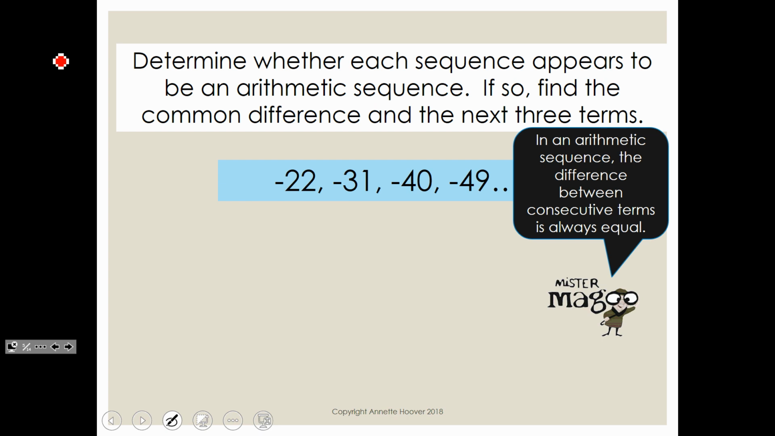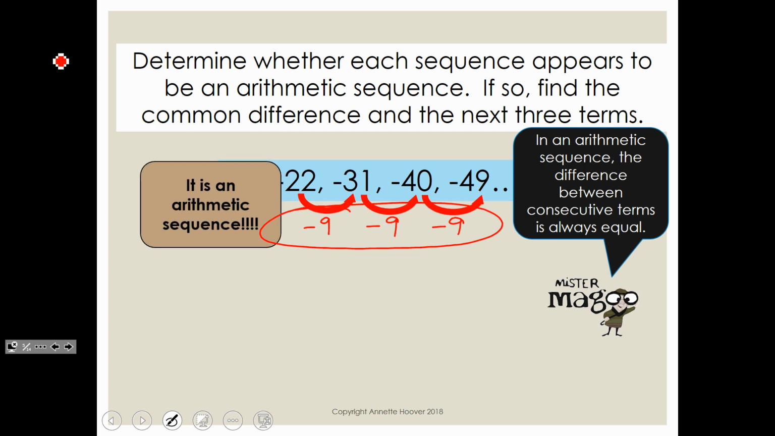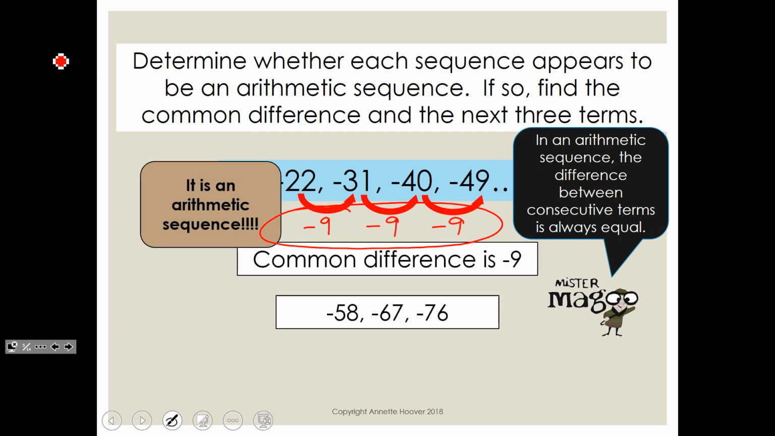Here we have from negative 2 to negative 31, you have to subtract 9. Sorry, I had to think there for a minute. From negative 31 to negative 40, again, you're subtracting 9. And from negative 40 to negative 49, again, you're subtracting 9. Here we see the arithmetic sequence. You are adding or subtracting the same number. So we could carry on the sequence by subtracting 9 each time, which would be a negative 58, a negative 67, and a negative 76.